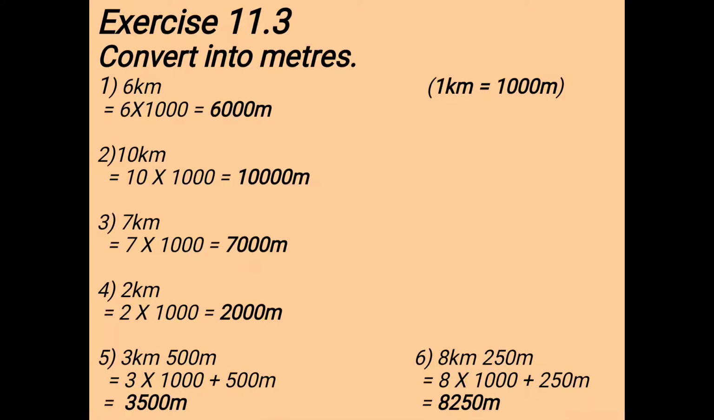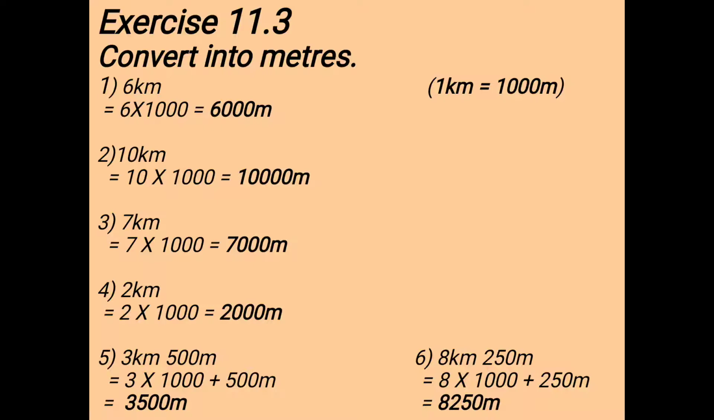So next, exercise 11.3. Convert into meters. Keep this in your mind: 1 kilometer is equal to 1000 meters. So first one, 600 kilometers is equal to 6000 meters, because 1 kilometer is equal to 1000 meters. Then 600 kilometers will be 6 into 1000. It will be 6000 meters.